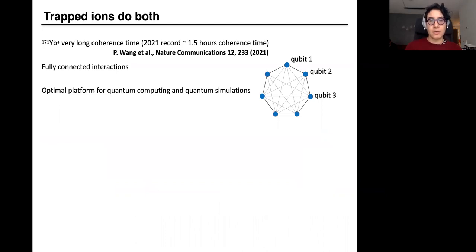So the idea of trapped ion quantum computing comes from the fact that you have access to ions that have very long coherence times. In René's group at UvA, and also in other groups, like Chris Monroe's group, they use the ytterbium ion. It has very long coherence times, and because of the way you engineer interactions in these systems, which I'll show you, you can have fully connected systems. The interactions between your qubits come from collective motion of the ion crystal. And it's one of the most developed platforms for both quantum computing and quantum simulation.